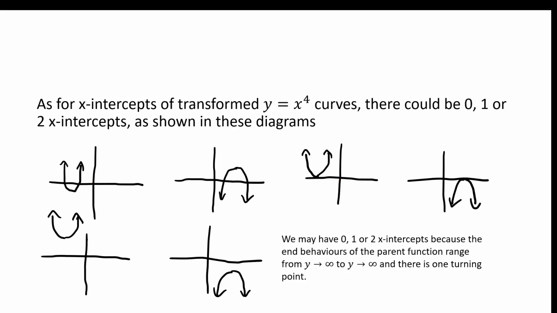Now, as for X-intercepts of transformed y equal x to the 4 curves, in other words, quartic curves, in that case, you could have 0, 1, or 2 X-intercepts as shown. You could have 2 X-intercepts in either of the first two cases, or you could have 1 X-intercept in either of the next two cases, or you could have no X-intercepts at all as shown in the next two cases.